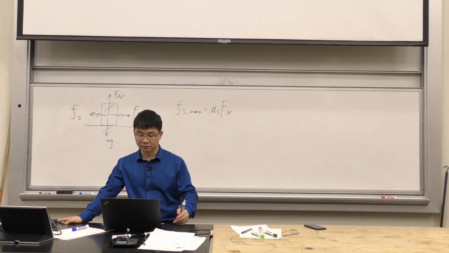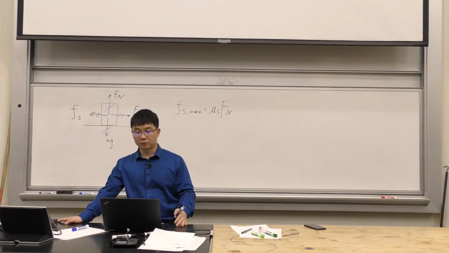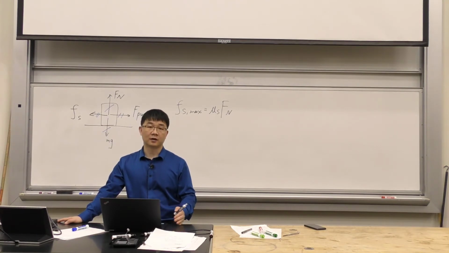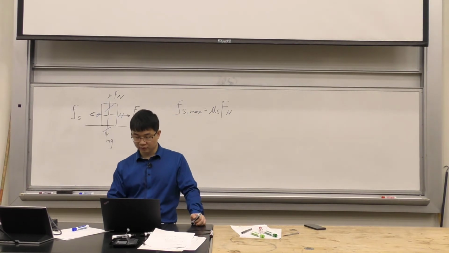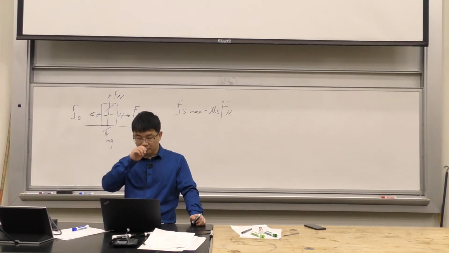Once you have overcome the maximum static friction force, it's going to start to move. And then the static friction force is going to be replaced by kinetic friction force. We're going to discuss kinetic friction force in a little bit. We use the symbol Fk for kinetic friction force. We usually use F sub s as the symbol for static friction force.